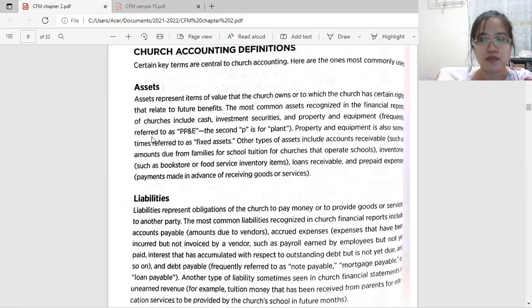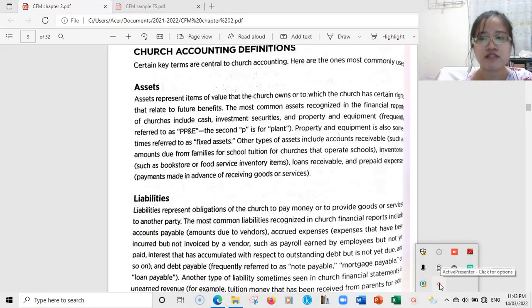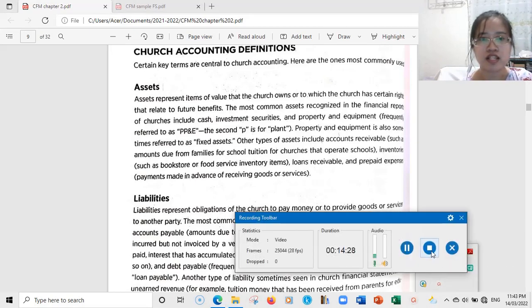All right, and then we have church accounting definitions, but I'm going to pause again because it's already 14 minutes. Have to make sure that everything is recorded.